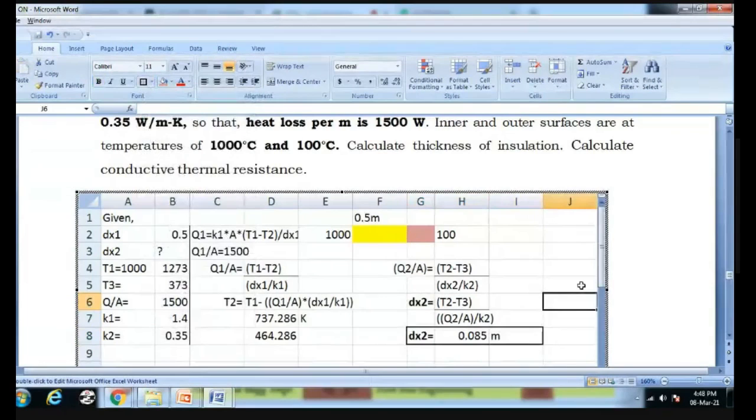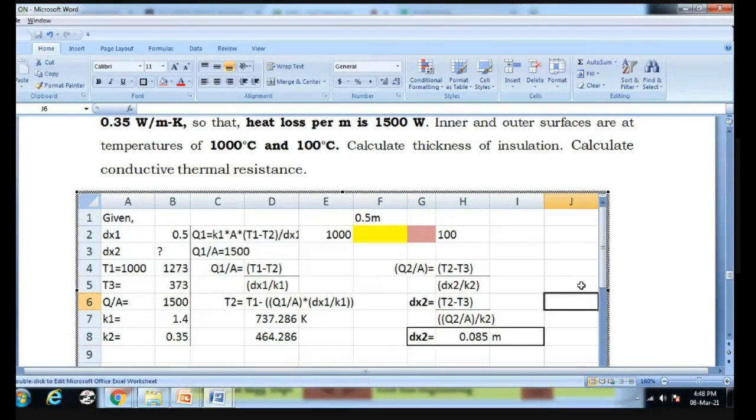आलं लक्षात रे? हा dx2 झाला 0.085 मीटर. That is your dx2. What was the dx1? 0.5. Insulation का thickness कितना आ गया? 0.085. And now you can calculate the thermal resistance of each.